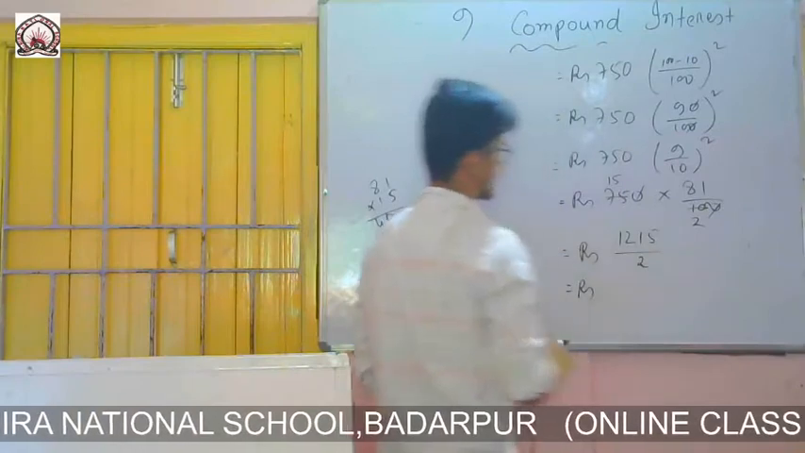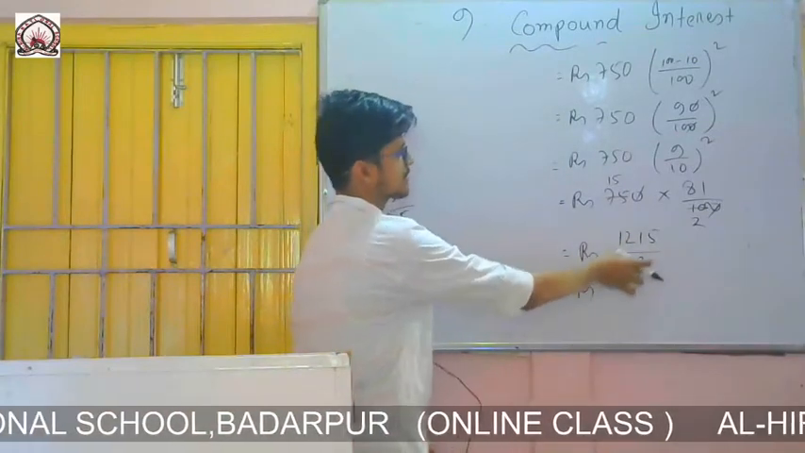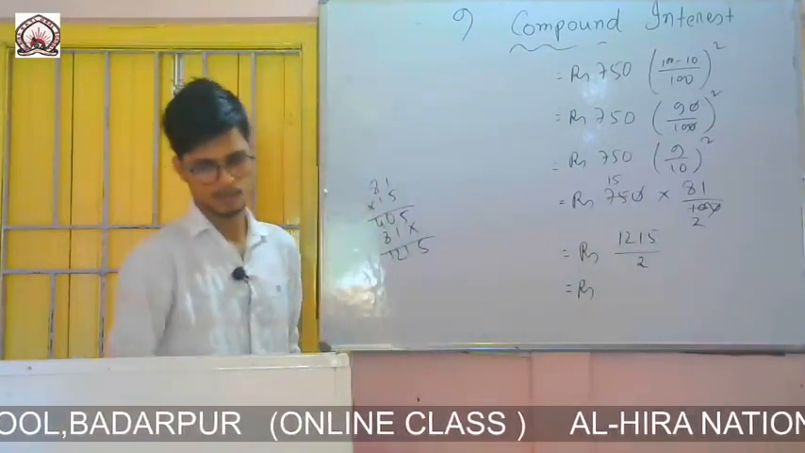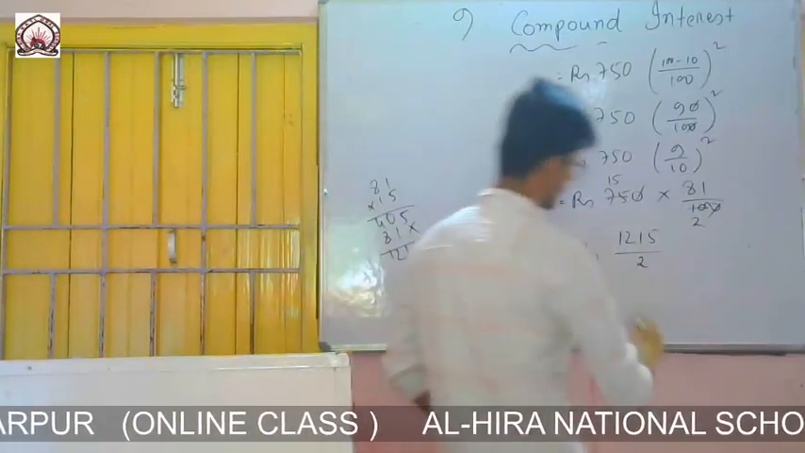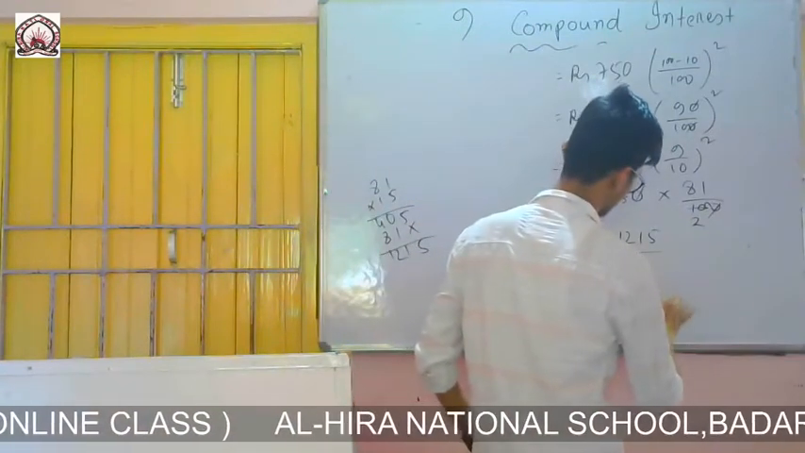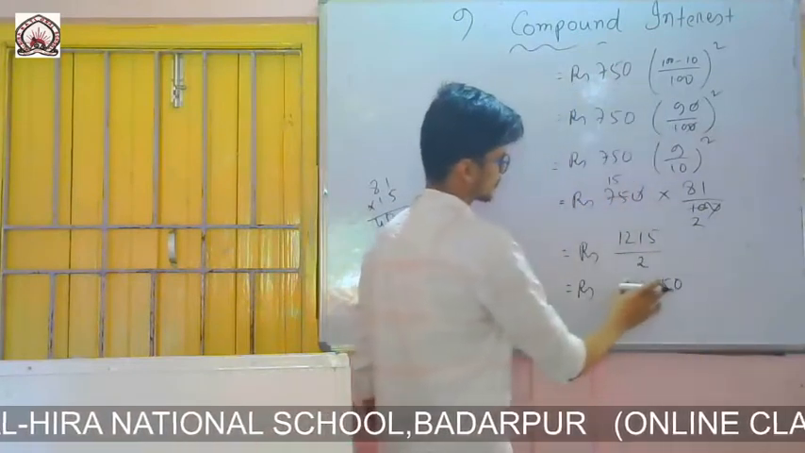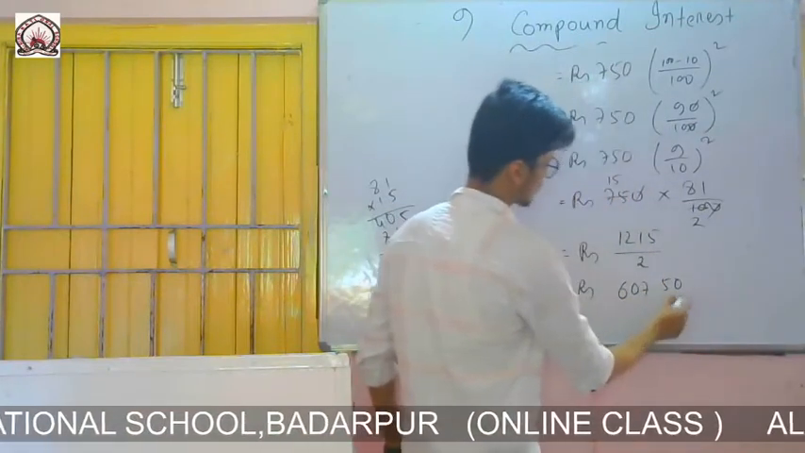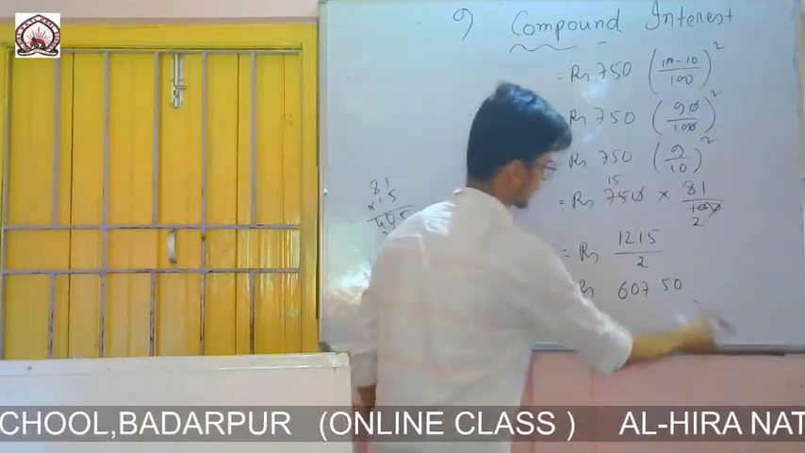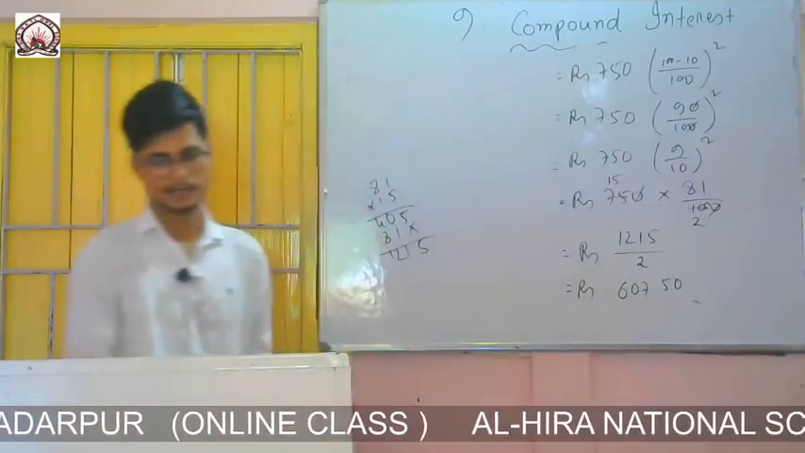So since it is in rupees, I cannot keep it in fraction, I have to convert it into decimal. So it will be 607.50, up to 5 actually, but I am putting 10 because it is in rupees. 607.50.